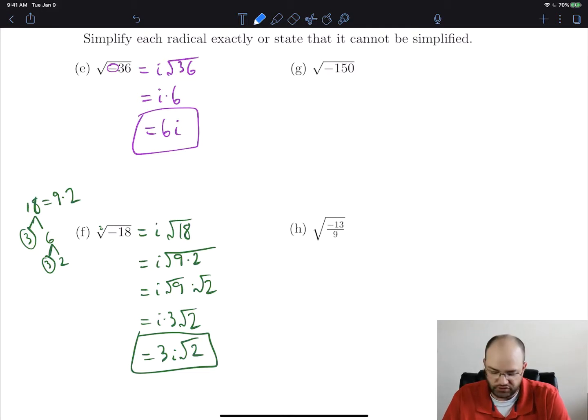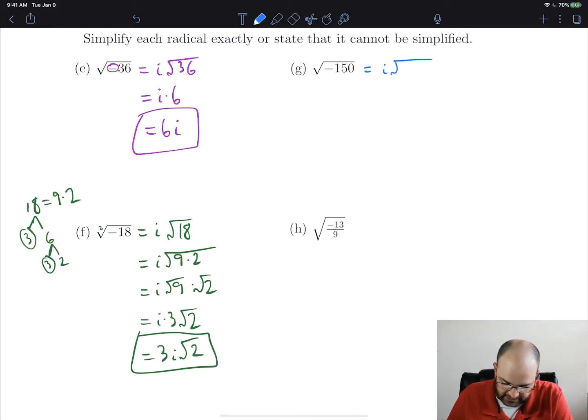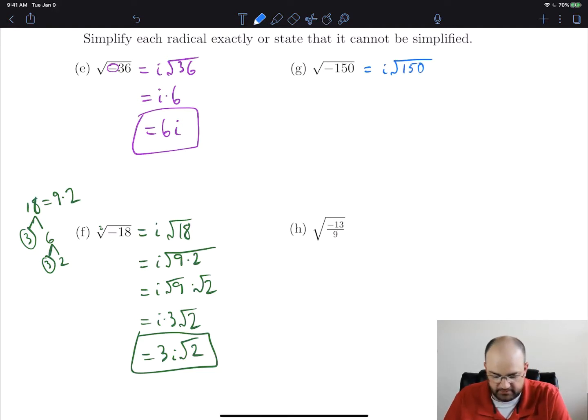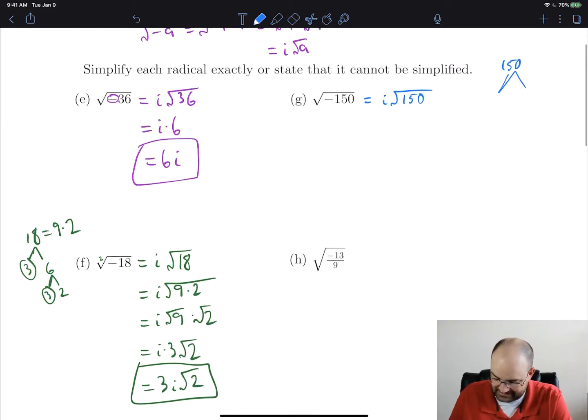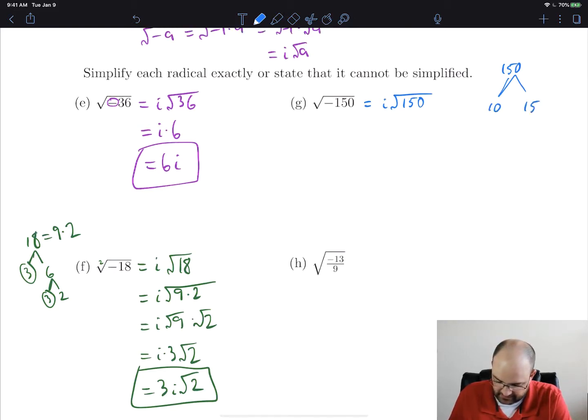Excellent. Let's look at letter g now. With g, we again begin by bringing the negative on the outside, making it an i. And then we simplify the square root of 150. And to do that, let's go ahead and do a prime factorization of 150. What times what gives us 150? There are a lot of answers to this. The way that I see it easiest is 10 and 15. The reason I say that is because anything that ends in a 0 is divisible by 10. That just makes it easier for me.